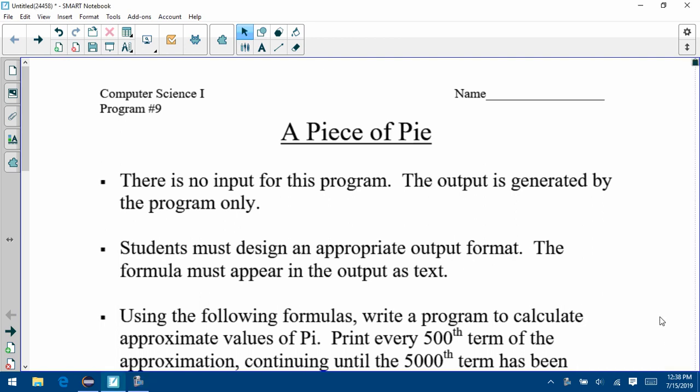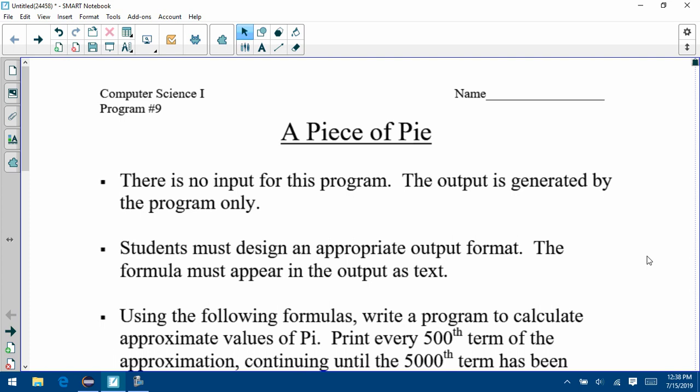Today I'm going to intro the next program for you, which is called A Piece of Pie. And I'm going to talk through the worksheet, the program sheet, which hopefully you have the sheet that's on the screen now in front of you, and then give you some pre-notes just to make you understand what you need to do. And then from there, I'll show you some examples.